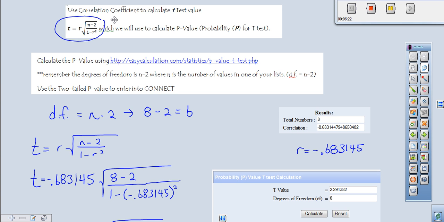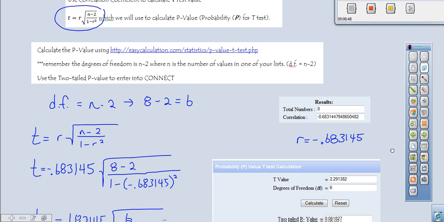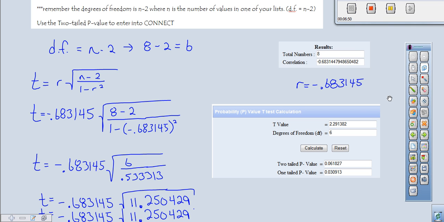Alright, so to find the t-value, to be able to do the probability value for the t-test, we actually have to use this little formula right here. So we're going to take that little formula and plug in what we know. We know that our correlation coefficient is rounded to 6 decimal places. That's very important because otherwise if we round it smaller, our numbers will be off when we put them into Connect. So we go through this little process here, plug our numbers in.